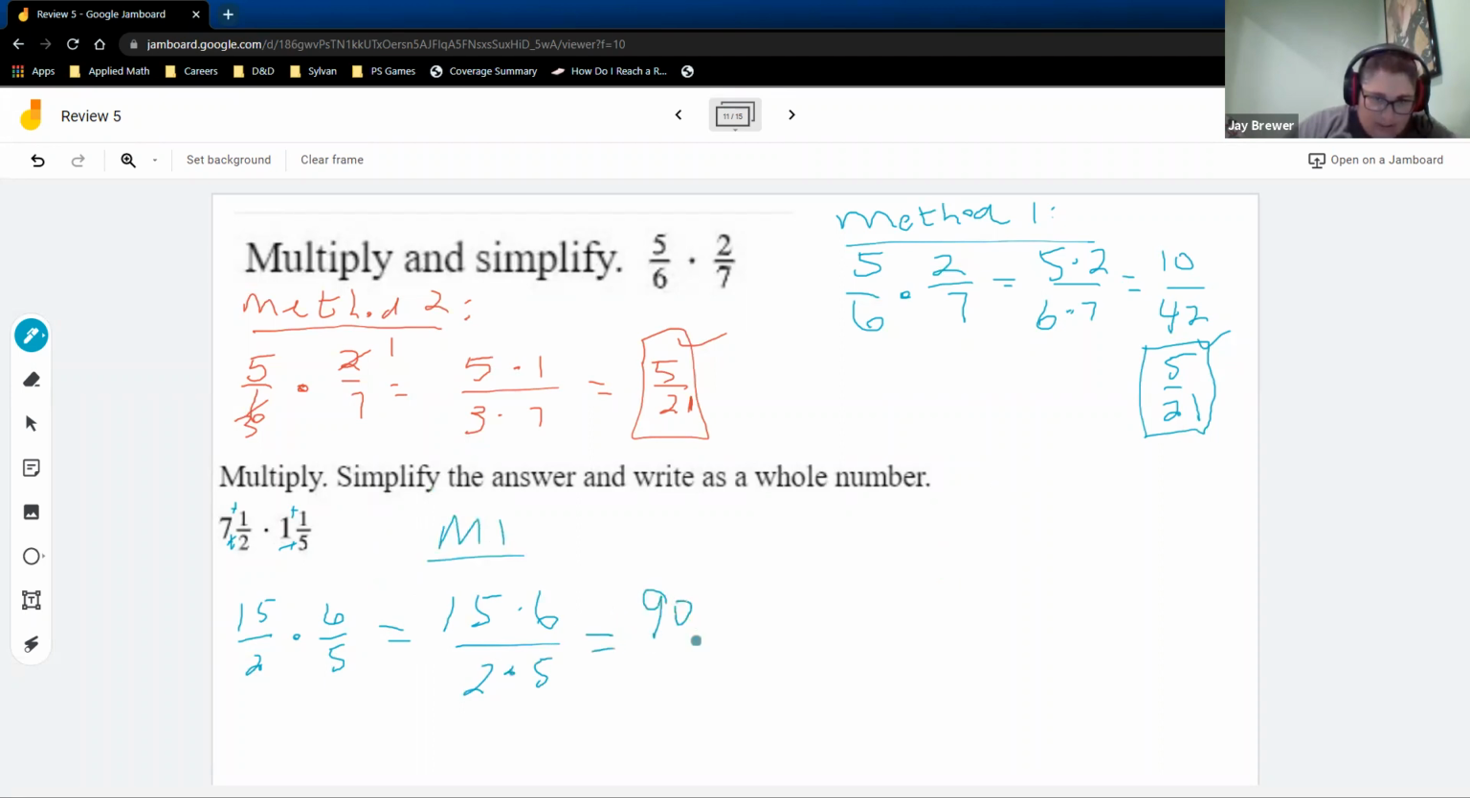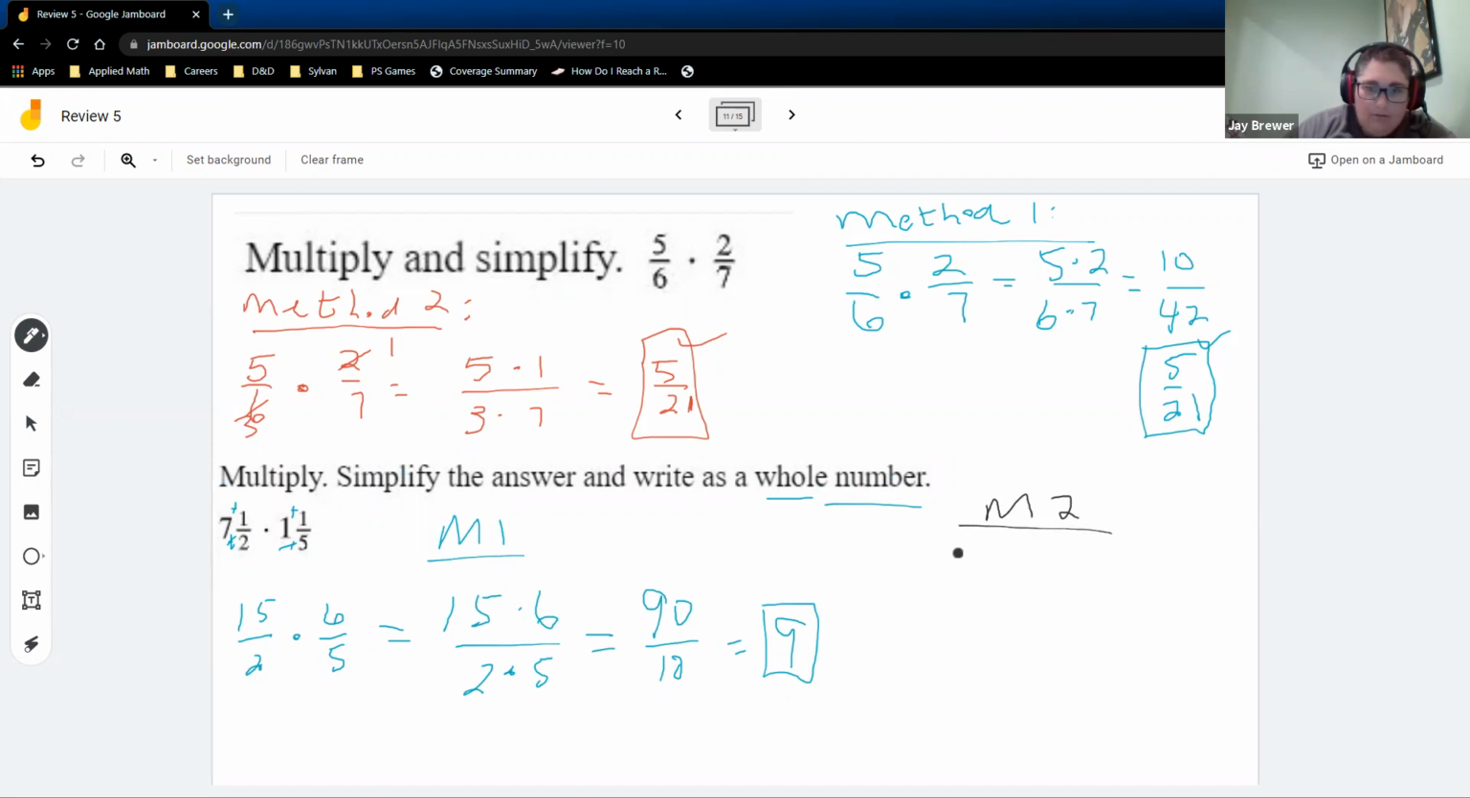So 90 over 10, the zeros cancel each other. You're going to get left with 9. What's nice that they do for EdReady is they kind of give you a hint here. They say it's going to be a whole number. Well, if they're telling you that, then probably you did something wrong if you don't get to that whole number.